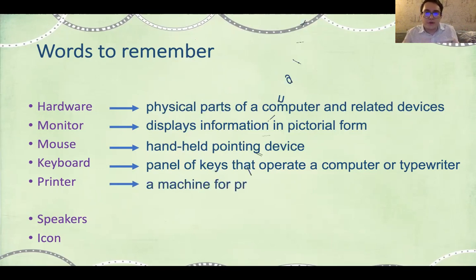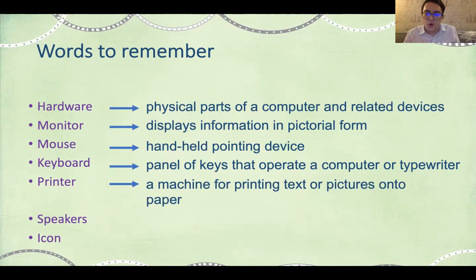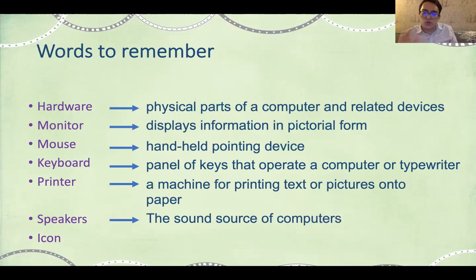A printer. What is a printer? A machine for printing text or pictures onto a paper. A speaker or speakers. What are speakers? The sound source of computers. Where does the sound come from? The sound comes from the speakers, okay.